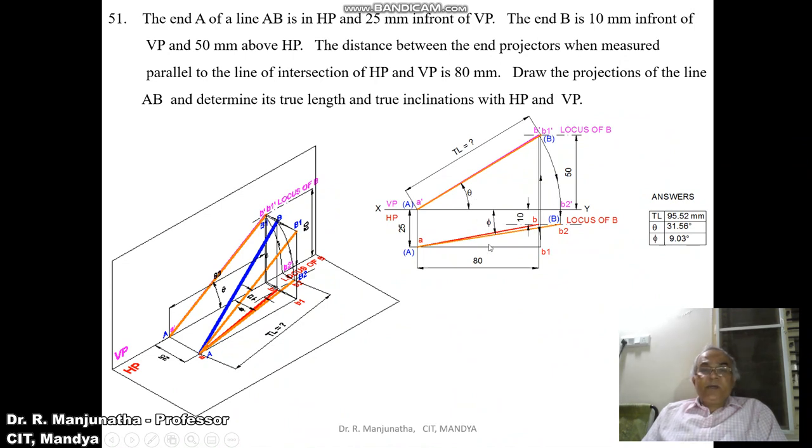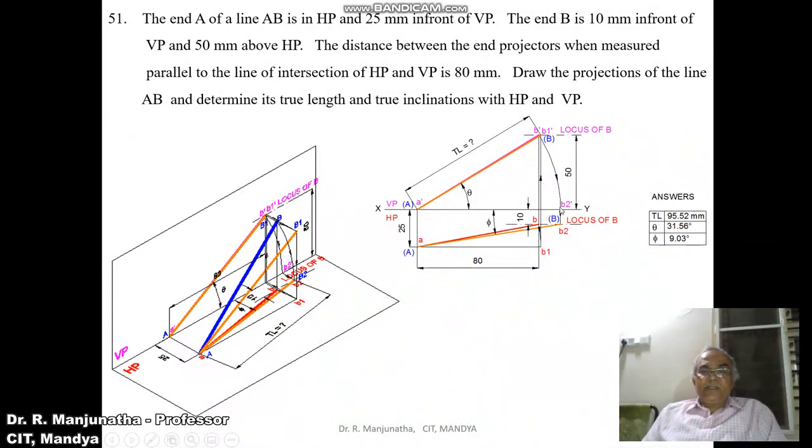Similarly, now we need to find the true length in the horizontal plane. With A dash as center and taking the radius A dash B dash, using the compass draw an arc such that both A dash and B2 dash are parallel to the XY line in the front view. Obviously its corresponding top view will be in true length. That is the condition which we are applying.